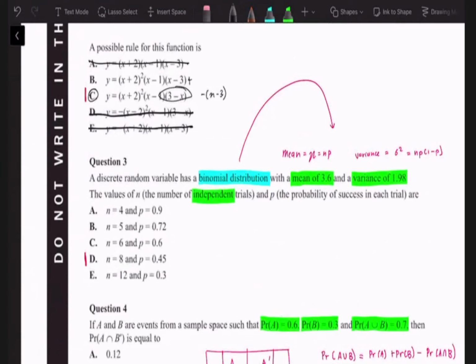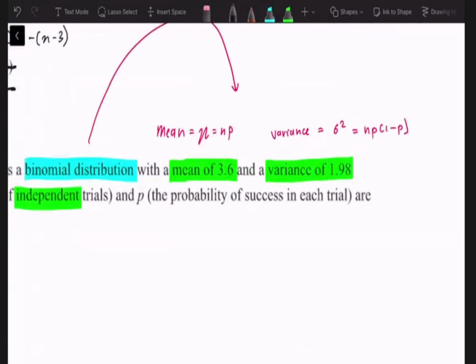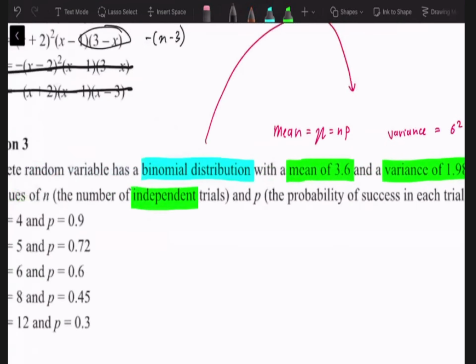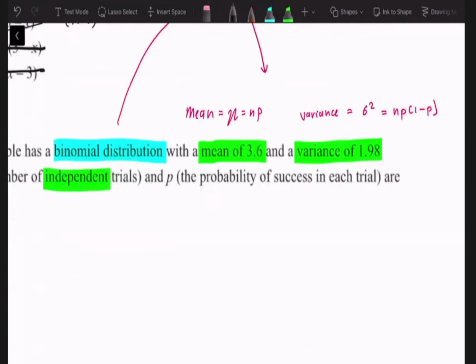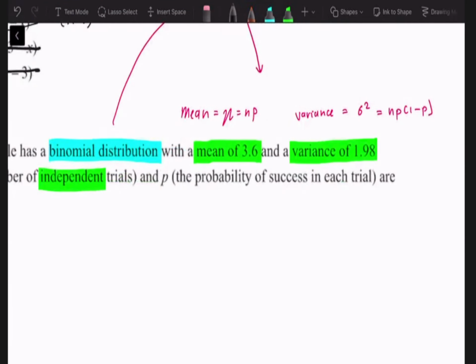Now we have a discrete random variable in a binomial distribution, and we're trying to find n and p. The two things they've given us are the mean and variance, so you can tell we're going to do simultaneous equations here. We know the equation for the mean in a binomial distribution is np, and the equation for variance is sigma squared equals np(1 minus p).